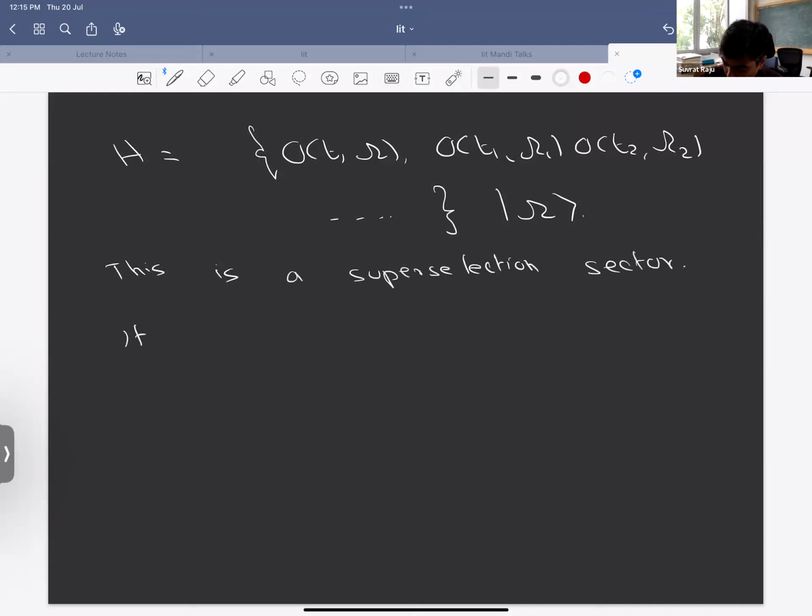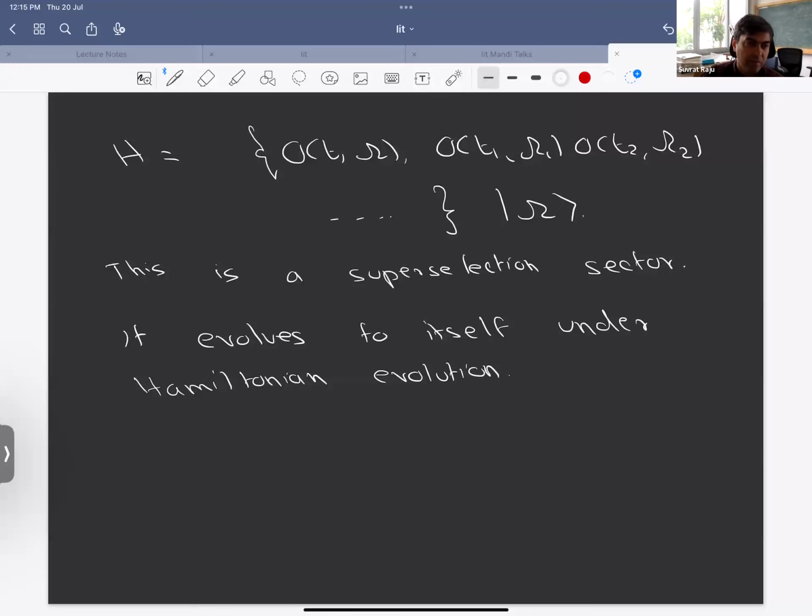In that it evolves to itself under Hamiltonian evolution. So, even if there are subtleties about what operators you included in this definition of the boundary algebra, did you include fields of all masses? What if there are some operators that don't have a good definition as free fields, even at infinity? The point is that this Hilbert space is still good enough because it evolves to itself under Hamiltonian evolution.